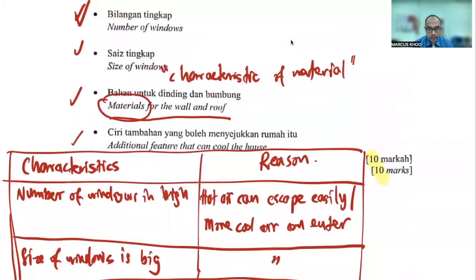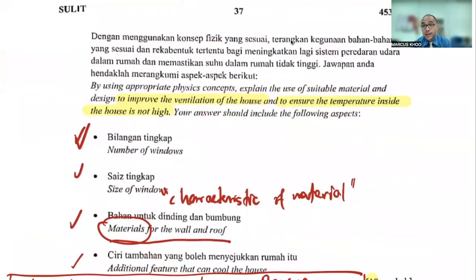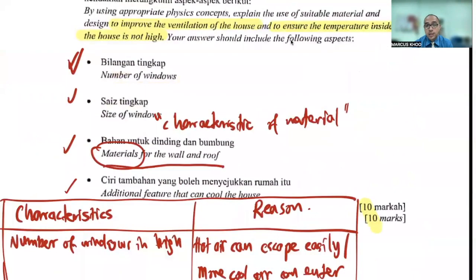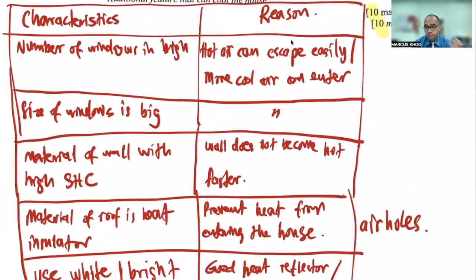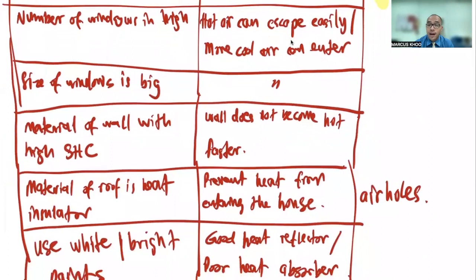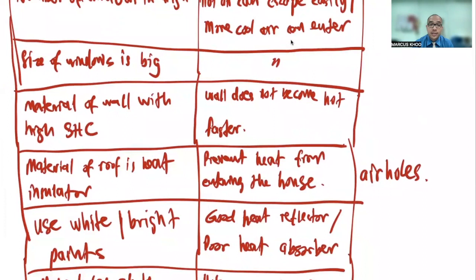Okay, and so here is a sample answer. Number of windows is high, obviously, so that hot air can escape more easily or more cold air can enter. Do not use the word ventilation in your answer because it is already mentioned in the question. So try not to repeat the question in your reason. The size of the windows is big, for the same reason: more hot air can escape or more cool air can enter. Material of the wall should be a material with high specific heat capacity, so that the wall does not become hot faster.